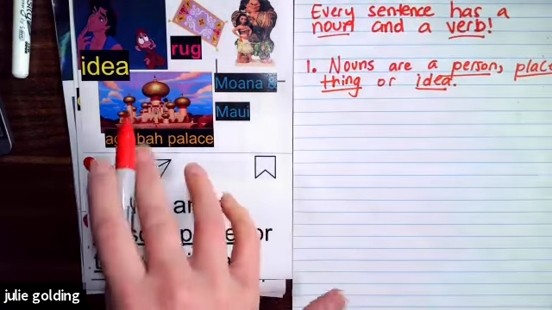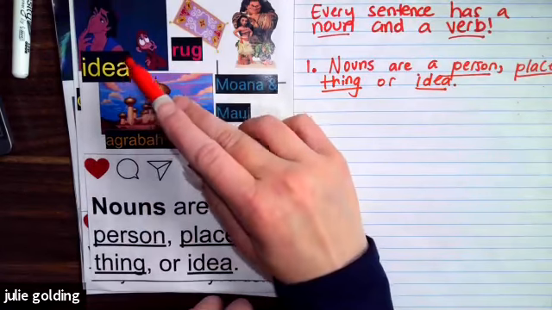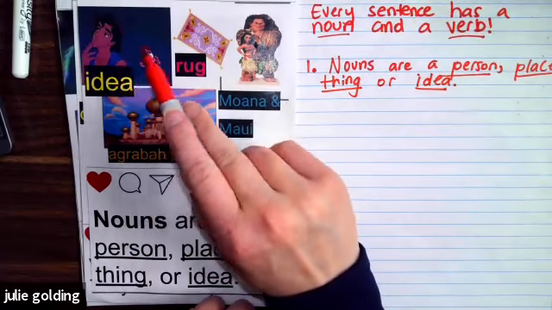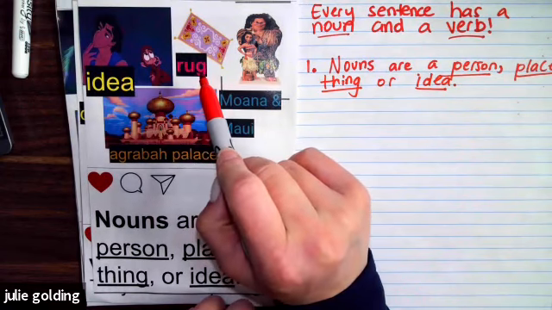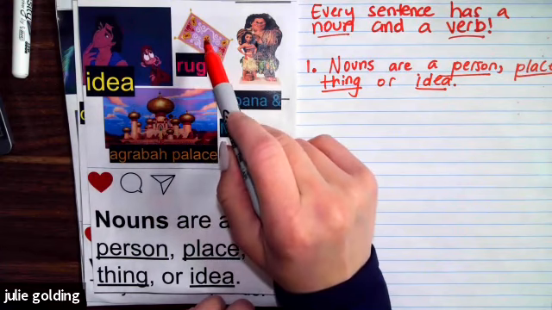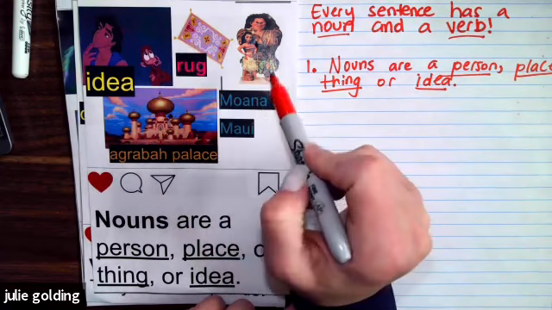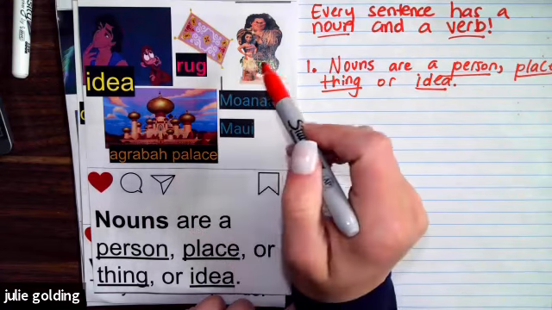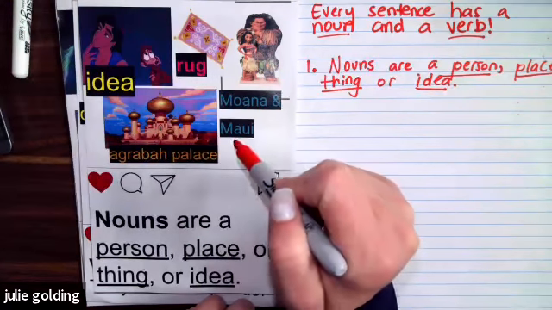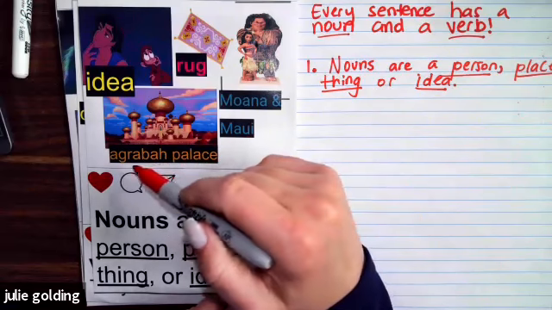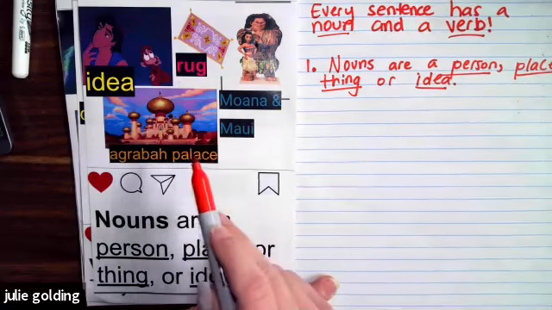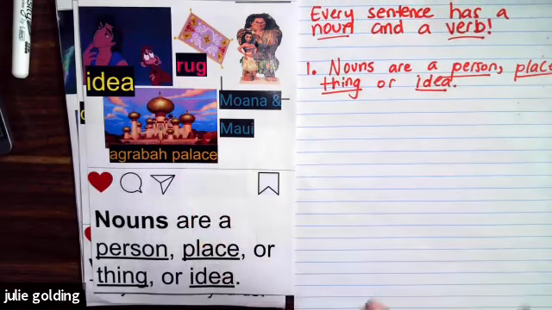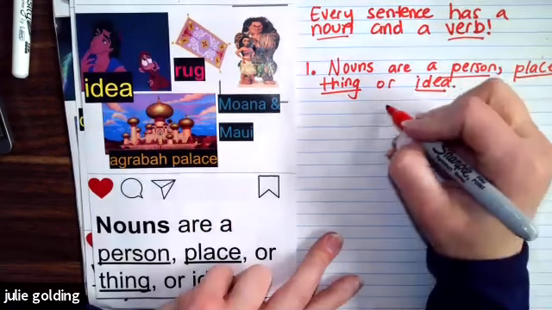So let's take a look. Idea, they're thinking of something. Rug is a thing that you can see. A person, these are characters, Moana and Maui. And this is a place. This is a palace in the movie Aladdin. So person, place, thing, or idea.